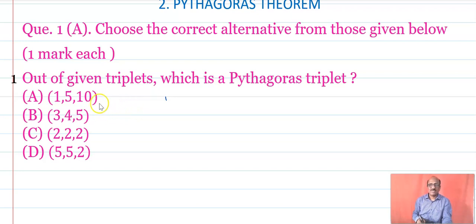That is 3, 4 and 5. The biggest side is 5. 5 square is equal to 3 square plus 4 square. Then you will get 25 is equal to 25. Therefore, the first option, that is option B, is the correct one.